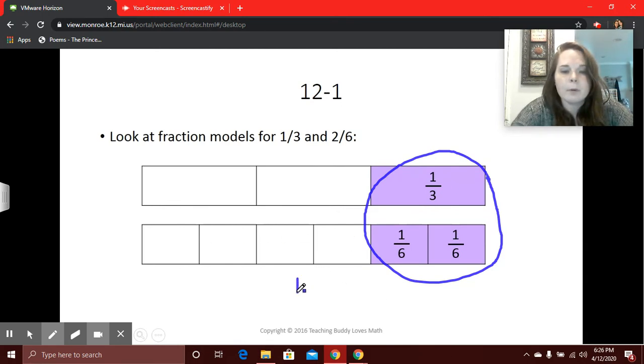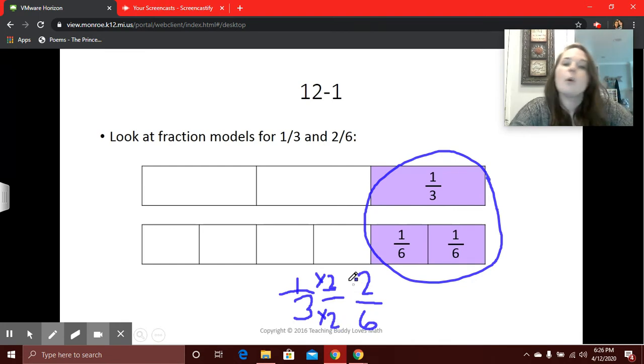Also, we have 1/3. We're going to do a little number sentence, 1/3 is equal to 2/6. You might be noticing something else. What is happening? I'm multiplying each part by 2. So if I took 1 times 2, that would equal 2. If I took 3 times 2, that would be 6. So if you multiply your numerator and your denominator by the same number, you also get equivalent fractions. That's another way to figure out equivalent fractions.